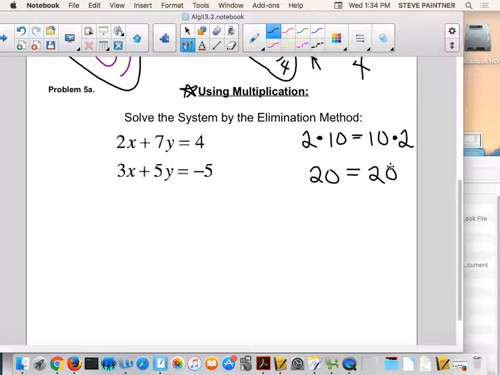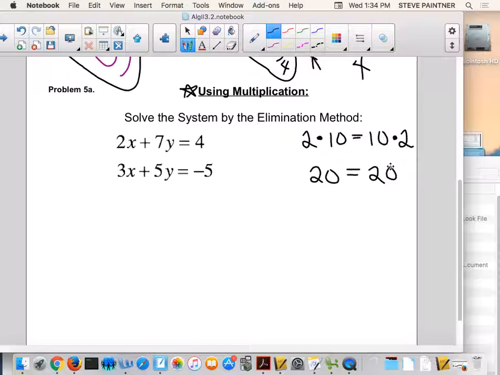Sure, it's still equal. I can pick any number I want, multiply left and right, and I get the same equation. So now, here's the deal. You want opposites. So you want this x term to be opposites. Can you make these numbers bigger and opposite? Like by doing what? Times a number that's compatible with both. So what number do 2 and 3 both go into?